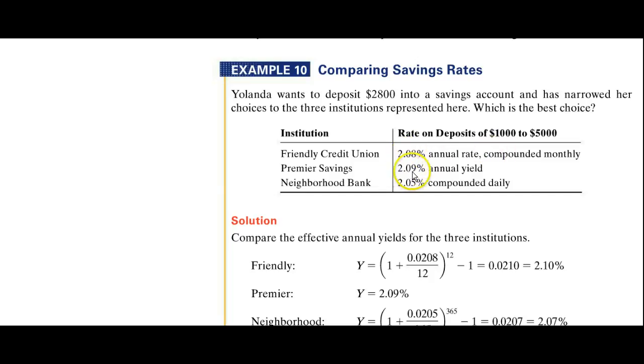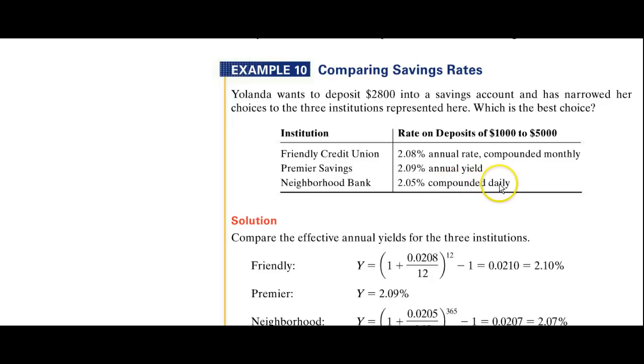This is 0.01% more, but it's annual yield. That's just once a year. Or here is a lower percentage rate, but it's compounded daily.